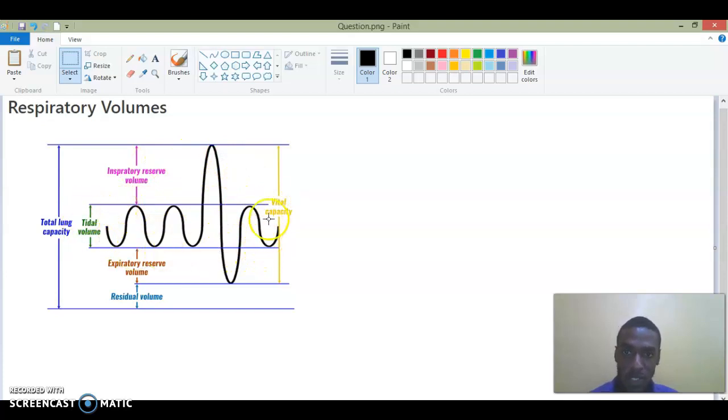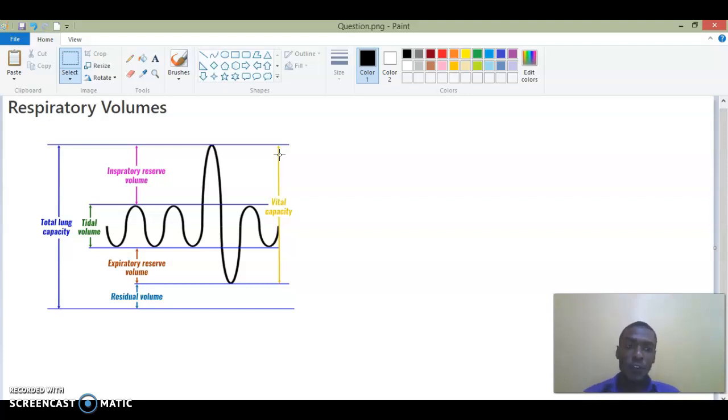The tidal volume, you see the line, the arrows extend from the expiratory reserve volume to the top of the inspiratory reserve volume. So it takes into consideration inspiratory reserve volume, tidal volume, which is the normal volume, and expiratory reserve volume. So vital capacity is a measure of the maximum amount of air that you can breathe out after you take in a maximum breath.